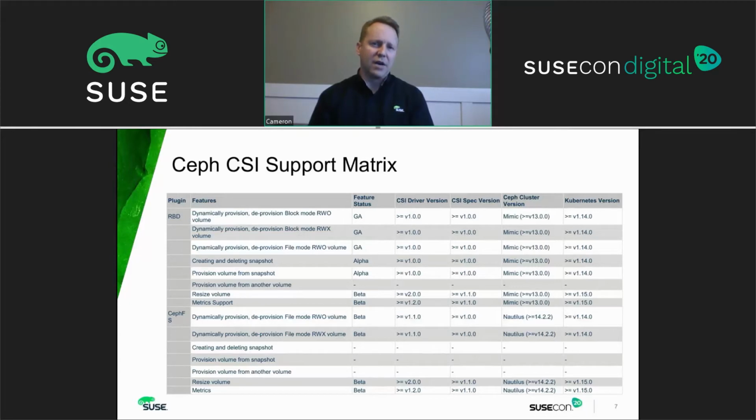Additionally, with CephFS, the same thing. It's got its whole feature set and the status and what Kubernetes version those came out in. Those are constantly being updated on their GitHub repository, which shows the Ceph CSI support matrix.